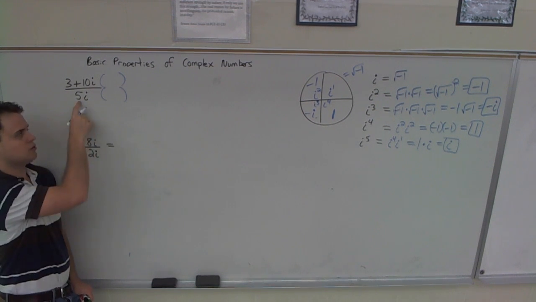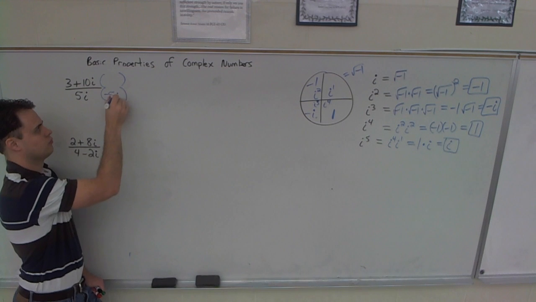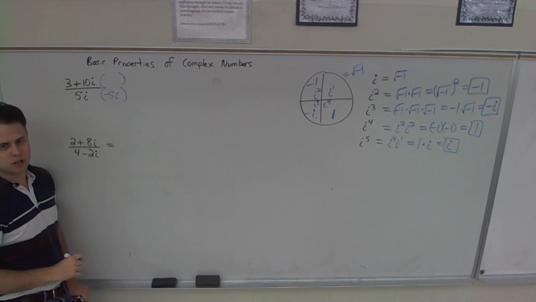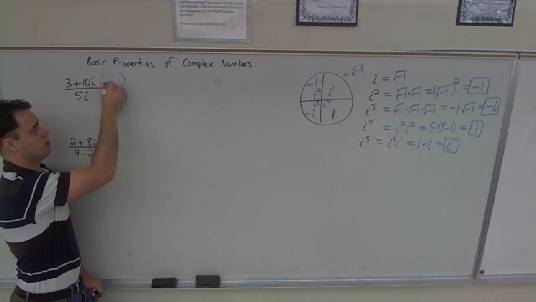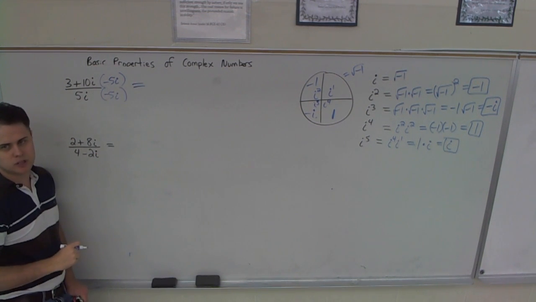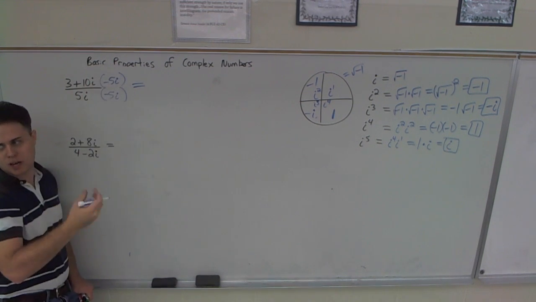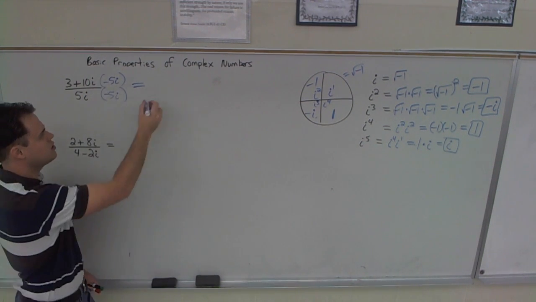What's the conjugate of the bottom? Negative 5i. If I do it on the bottom, I got to do it on the top. That's that property of 1, the clever one that makes it legal, yeah? Because I could just chop that off if I wanted to, and it'd be back to what it was. Okay, why is that useful?